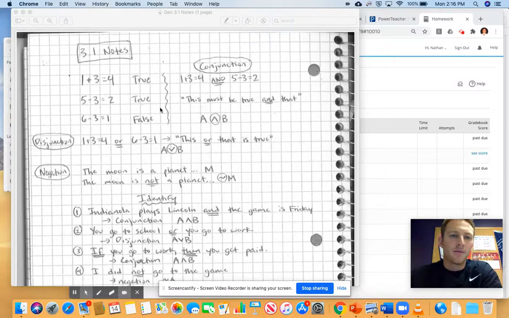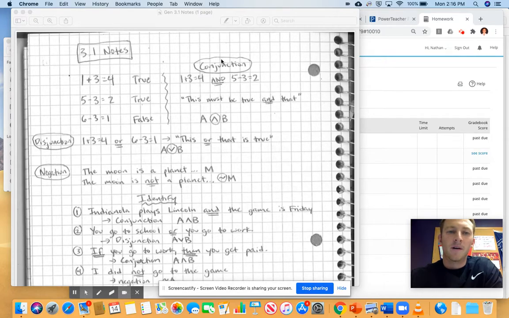All right, general math, we have some truth statements, some conjunctions, disjunctions, and negations today. We're going to start in the top left corner of your notes. Just some simple math equations. We're just going to see if they're true statements or false statements. So we have 1 plus 3 equals 4. That'd be a true statement, whereas an example of a false statement would be 6 minus 3 is 1. Obviously, that's not true, so it would be a false statement.